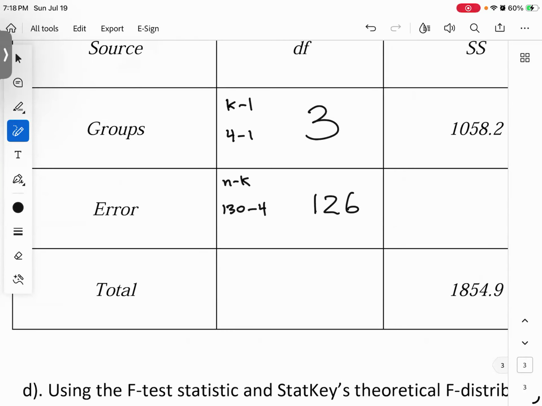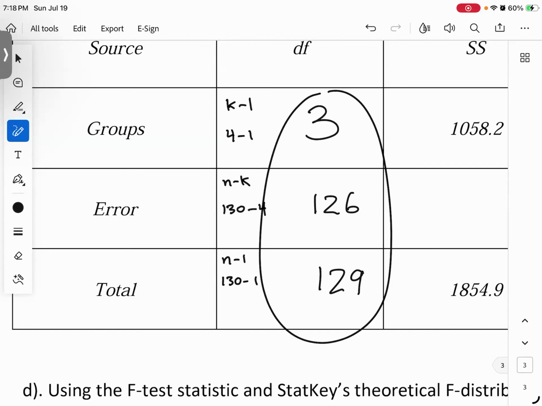Now, once you know those, you know the last one. They should always add up, like vertically, 3 and 126 is 129. But if we also stick to just what the ANOVA table says to do, it's the 130 minus 1, which is 129.